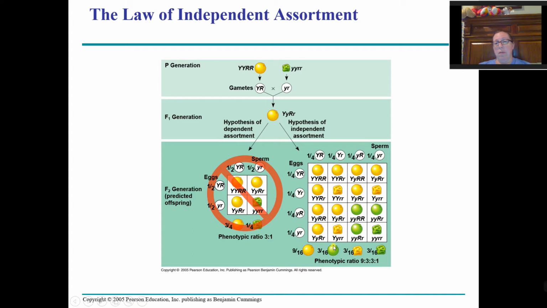3/16 of them are going to be green and round. The other 3/16 is going to be wrinkled and yellow, and these are interchangeable. It's just a 9, 3 to 3 to 1. And then 1 out of the 16 is wrinkled and green because those are recessive. So it's a 9, 3, 3, 1 ratio. And if you add those up, 12, 13, 14, 15, 16, you get 16 out of 16, which is 1.